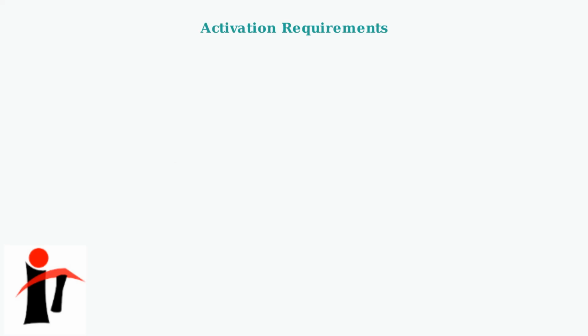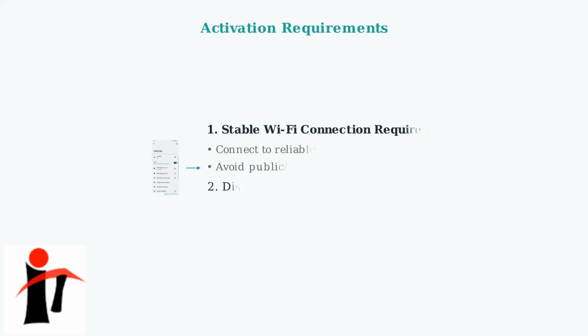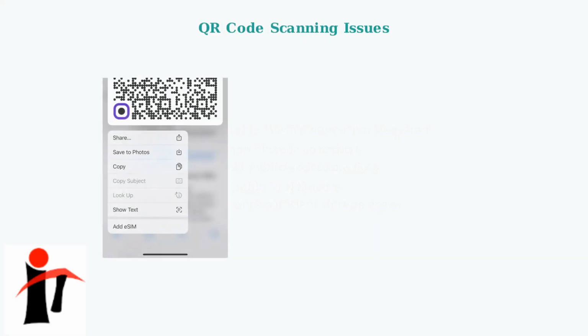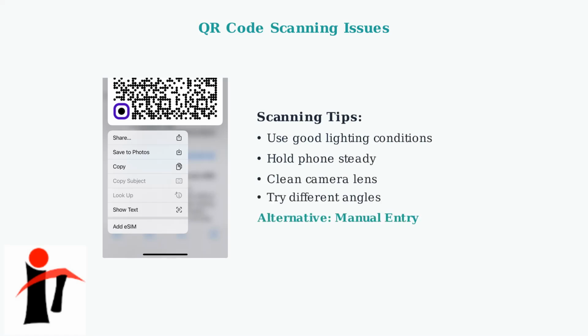For activation problems, the most important requirement is a stable Wi-Fi connection. Initial eSIM setup requires internet connectivity to download your plan configuration. If you're having trouble scanning the QR code, lighting conditions are crucial. Poor lighting is one of the most common causes of scanning failures.